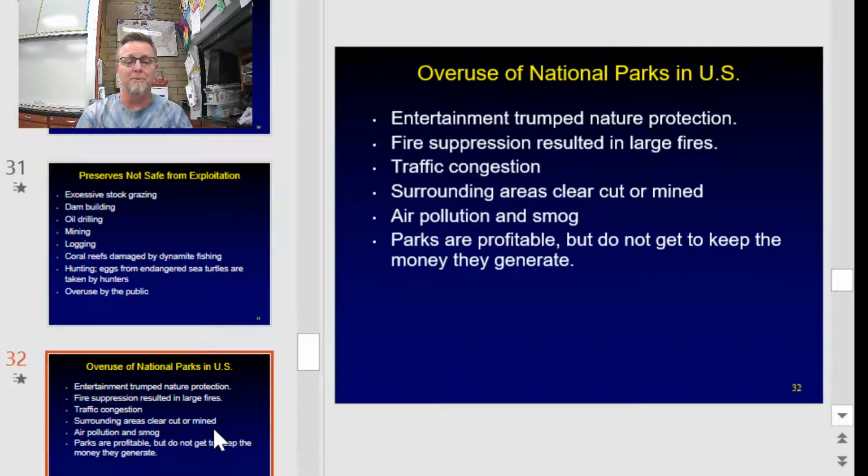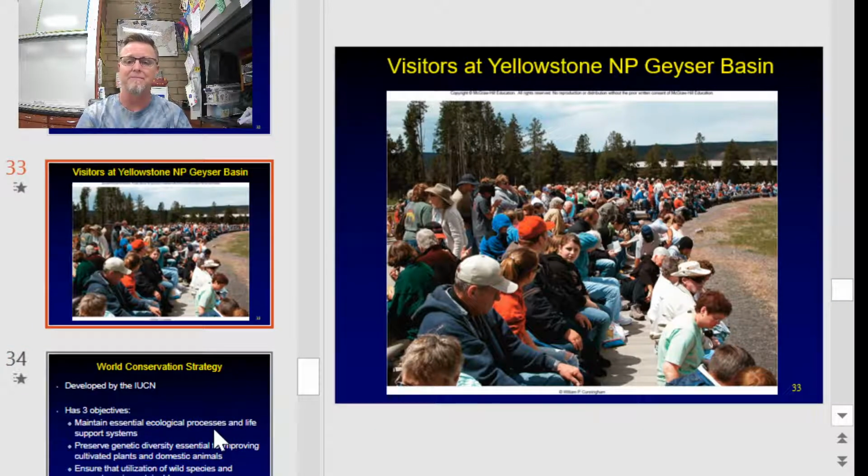Parks are profitable, but you don't really get to keep the money that they generate. If it's a national park, it goes off to the national level, not the local area. So local economies really only benefit from tourists that go to the area if I build a hotel or something like that outside that space. This is visitors to Yellowstone National Park in Geyser Basin, right? And you can just see how many people are lining the Geyser Basin. So millions of people visit these things every single year.